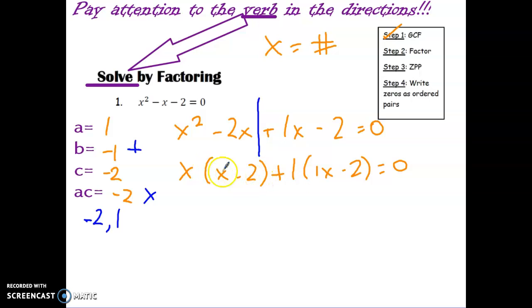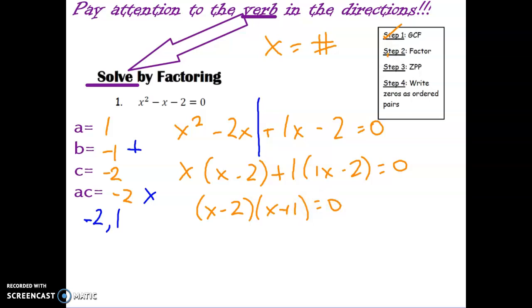Okay, look in the parentheses. Right here, I have x minus 2. Right here, I chose to bring down that 1 that I had before because 1 divided by 1 is 1. And I have 1x minus 2. So are x minus 2 and 1x minus 2 the same? Yes, so I can factor that out. And in the other parentheses, I'll have x plus 1. So let me put that in there.